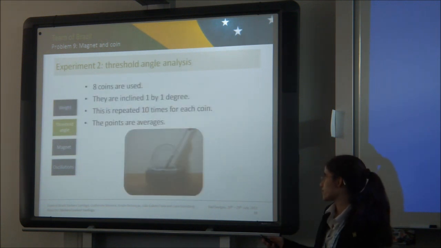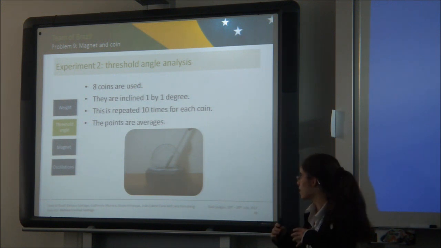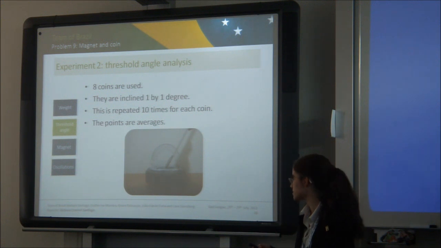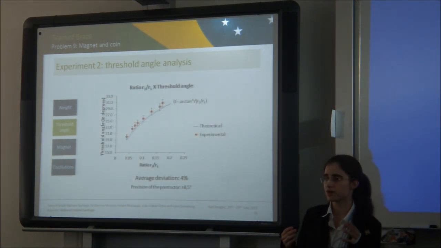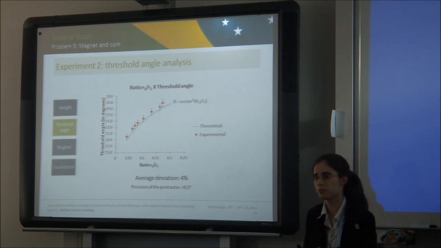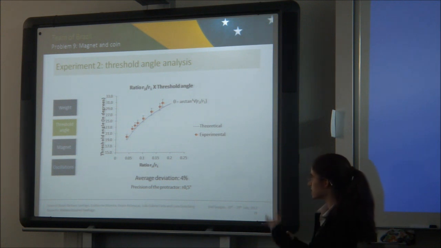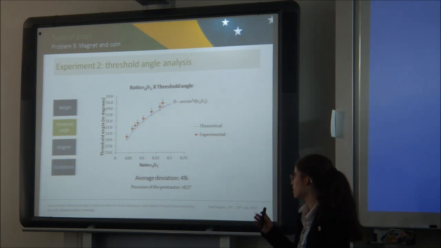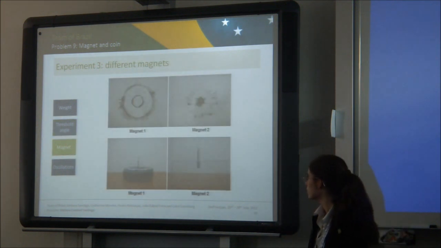Then we used 8 different coins. We inclined them 1 degree by 1 degree, and repeated this procedure 10 times for each coin and took the average. So we have our experimental points, and within our uncertainties, we see that our mathematical model fits our experimental data, within our uncertainty.